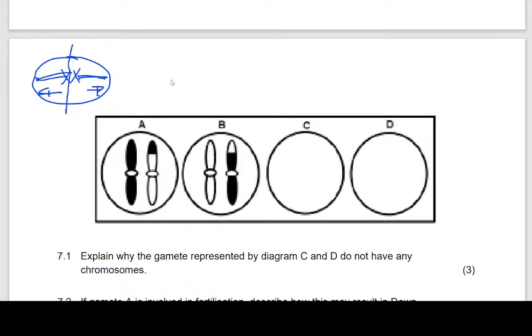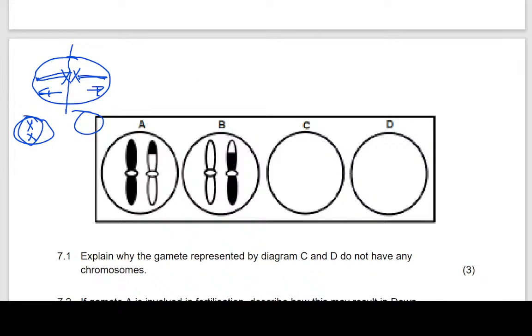So what happened? All of it went to one side. For example, it has gone this side. So this one has 2 chromosomes, and this one has nothing, because all of it has gone to the other side. So this one is empty.